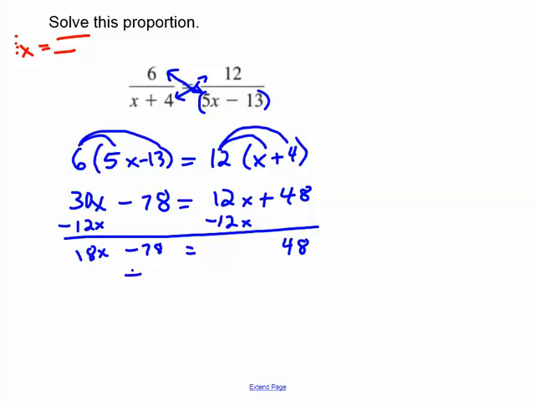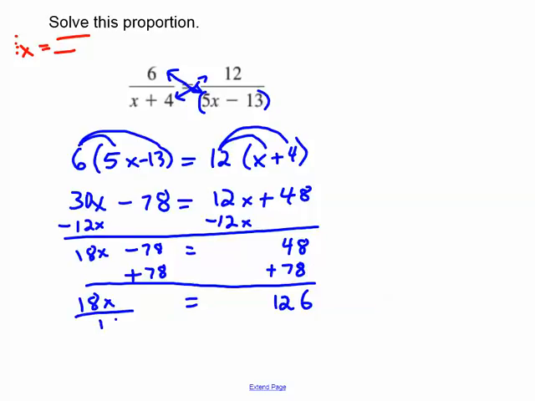I'm going to move the 78 to the right side by adding 78 to the left, adding 78 to the right. Keep things in columns, keep things straight. 18x goes away. Negative 78 plus 78 equals 0. 48 plus 78 is 126. All right, now we don't want to know what 18x is. We want to know what x is. So divide by 18. I cannot do this in my head, so I'm going to have to pull out the calculator. Hang on one second. 126 divided by 18 equals 7. x equals 7. And I'm done.